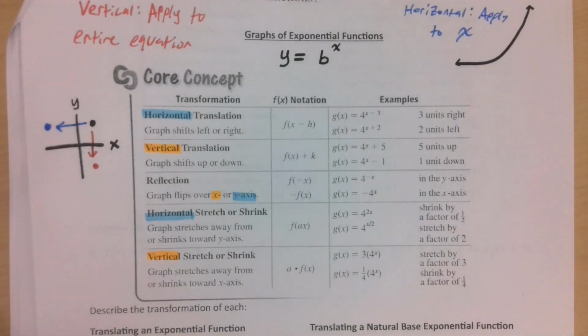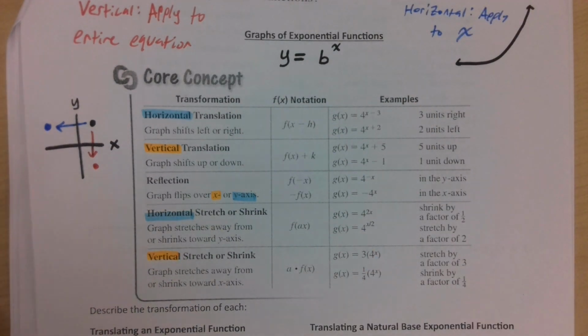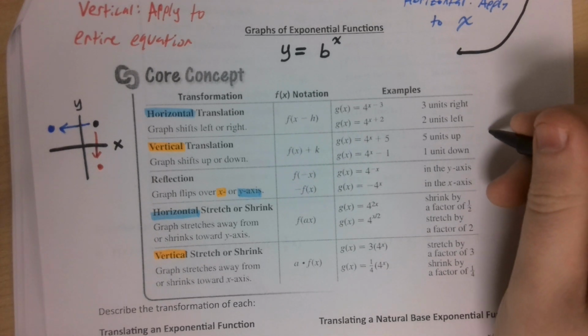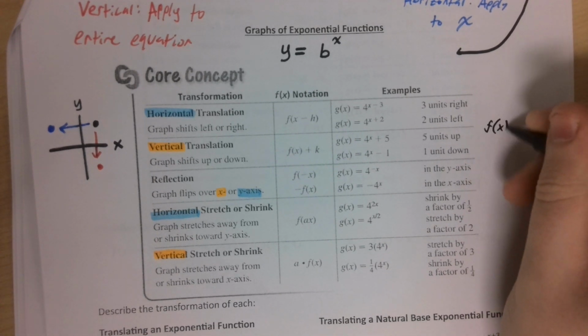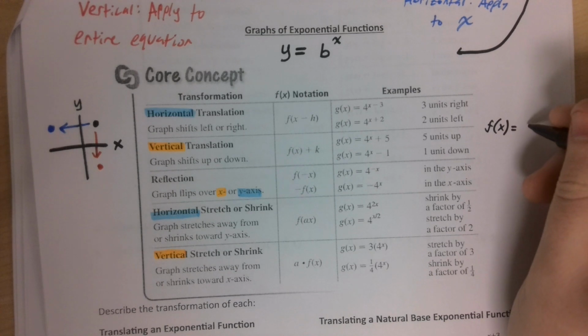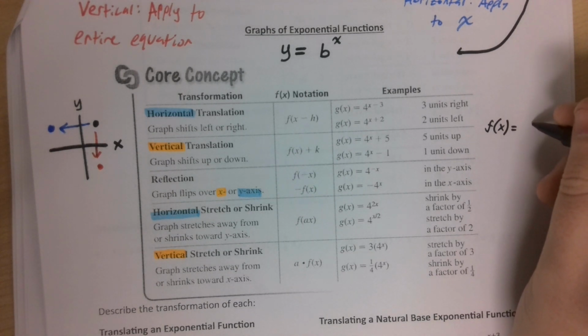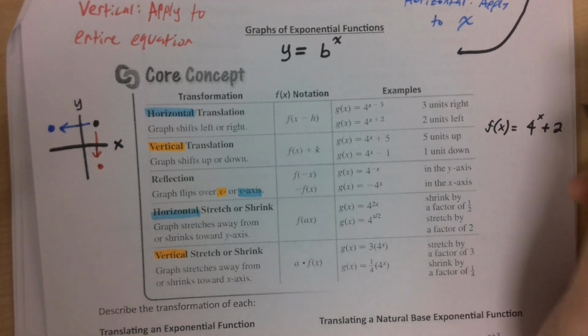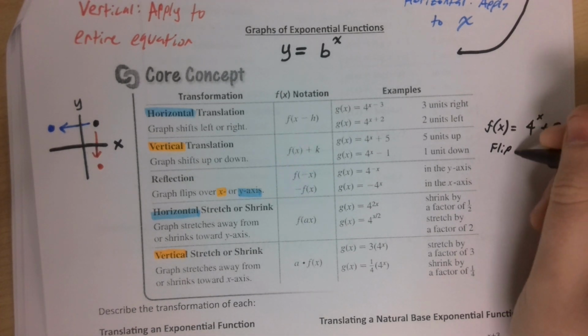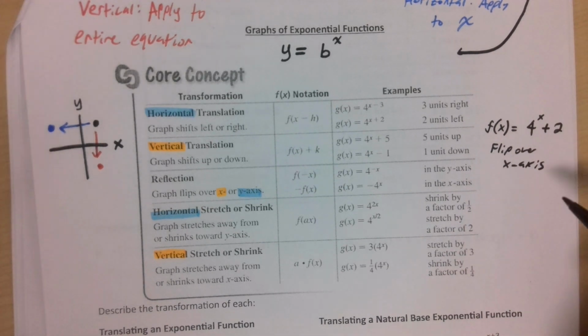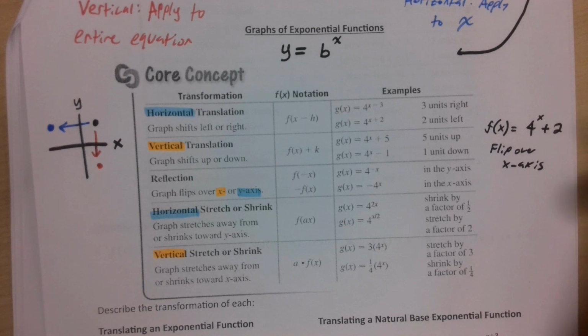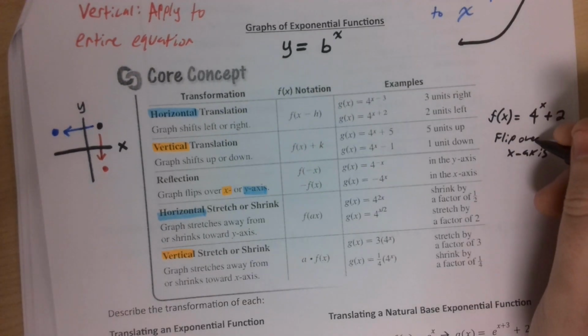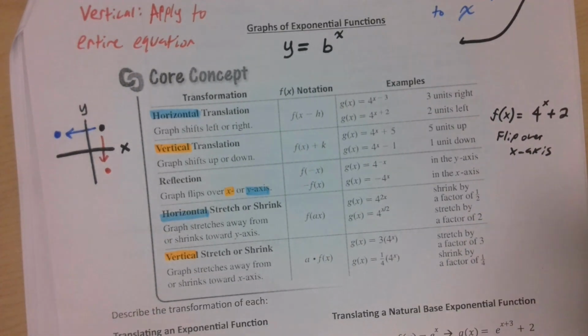Now, I want to remind you of something very, very important. When it comes to reflecting, let's say we were reflecting f of x equals, we'll stick to the 4 to the x example. Let's say we're reflecting 4 to the x plus 2, and we wanted to flip it over the x-axis. Well, since it's flipping over the x-axis, that's a vertical change, so we know this is going to be vertical.